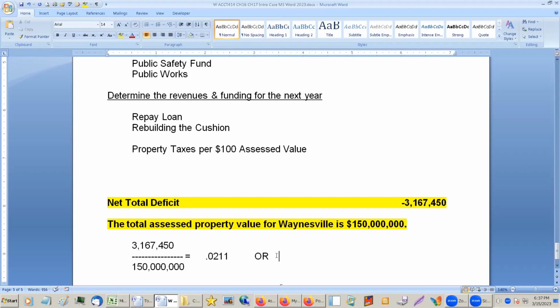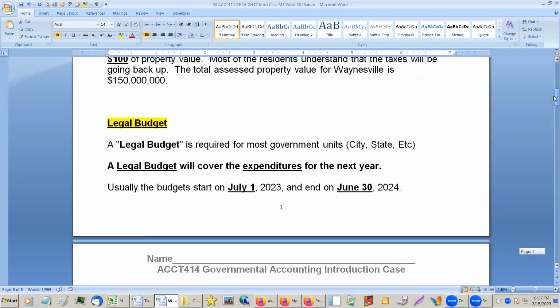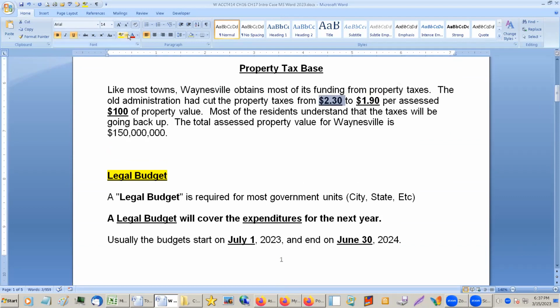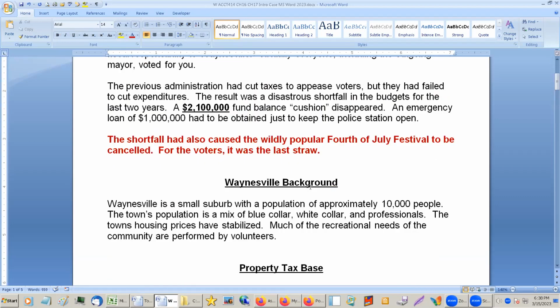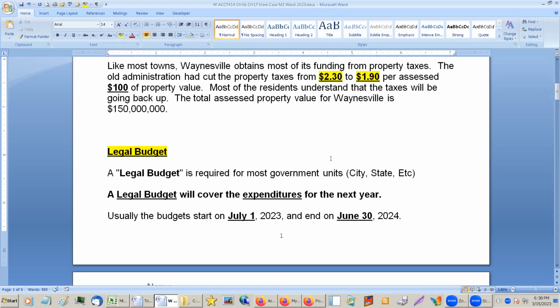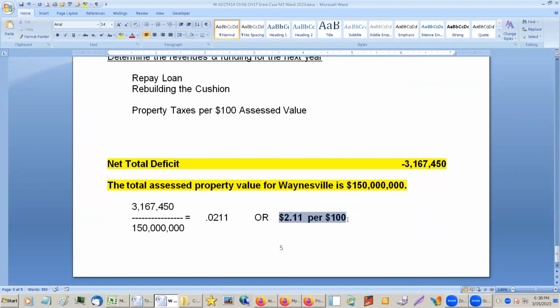So that'd be $2.11 per $100, the same thing, right? I mean, it's just percentages. And so we're still below what it was before. I think we were at 2.3. Yes, 2.3. So we were at 2.3, right? And so we're still under. And people kind of know that, hey, we've got to get back. If you want to have the drunken 4th of July festival back, you're going to have to pay more. So we get a little bit of wiggle room here. Right now, the way the budgets are, we're at 2.11. Yeah, let's make that green.